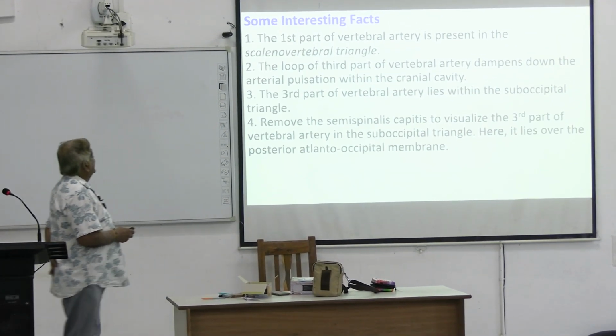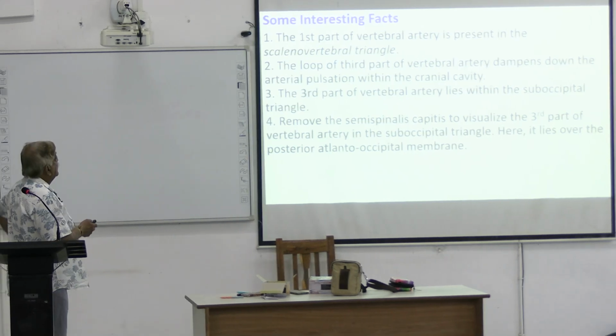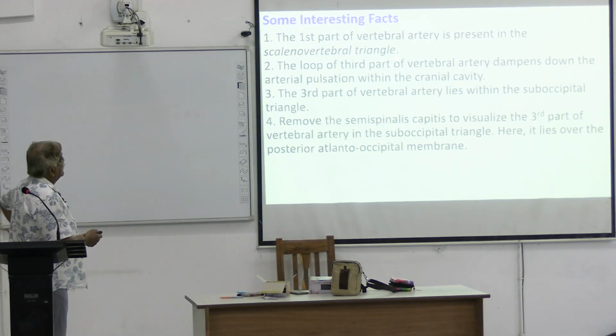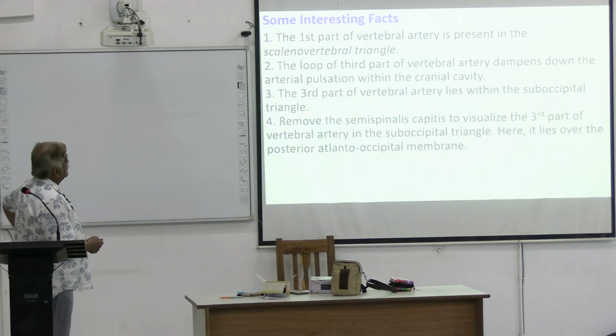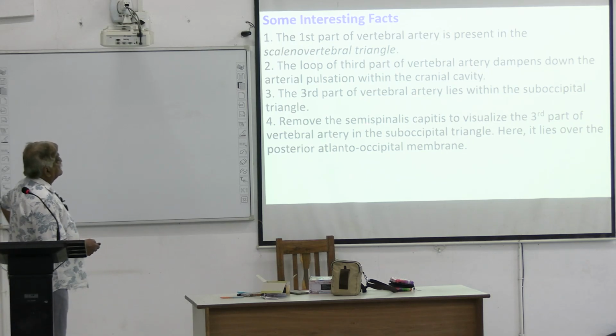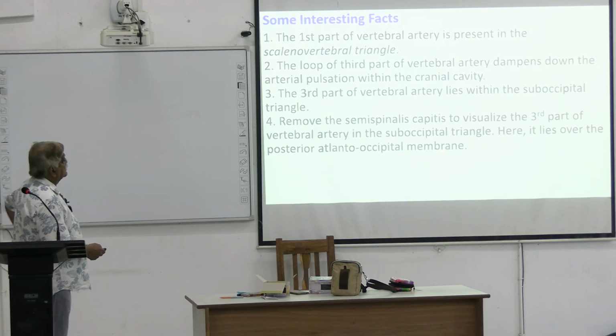Now, some interesting facts. The first part of the vertebral artery is present in the vertebral triangle. The loop of the third part of the vertebral artery dampens down the arterial pulsation within the cranial cavity. The third part of the vertebral artery lies within the suboccipital triangle. Remove the semispinalis capitis to visualize the third part of the vertebral artery in the suboccipital triangle. Here it lies over the posterior atlanto-occipital membrane.